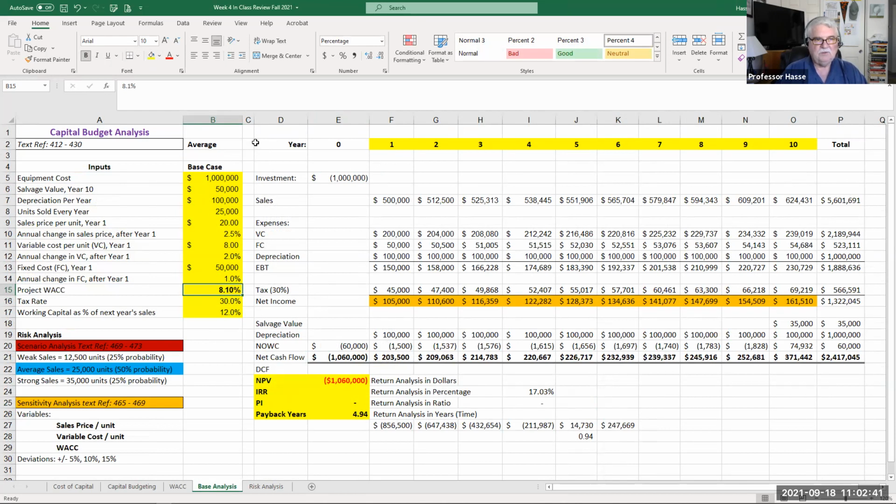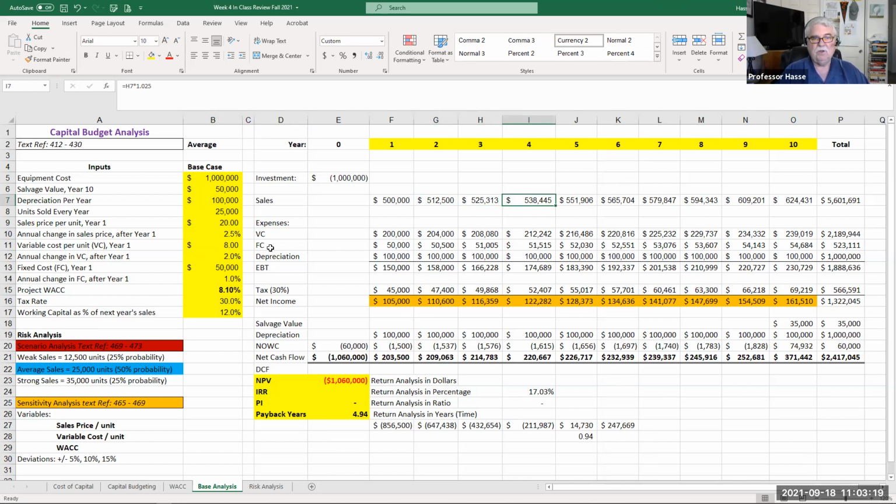This is your text reference, pages 412 to 430 in chapter 10. It's taking an investment of $1 million today, projected out over its depreciable life of 10 years, determining how many units they plan on selling every year at a $20 per unit selling price. That's what they anticipate generating as revenue, and that revenue is increasing at an inflation rate of 2.5% per year, which is pretty much close to what the market is today.